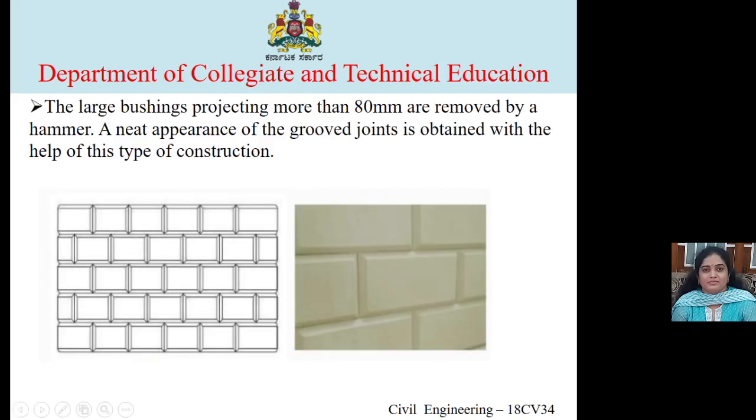So we can see, large bushings, projections more than 80 mm, are removed by a hammer. An appearance of grooved joints is obtained with the help of this type of construction. You can see, this is very finely dressed actually. This is how it looks with the groove.